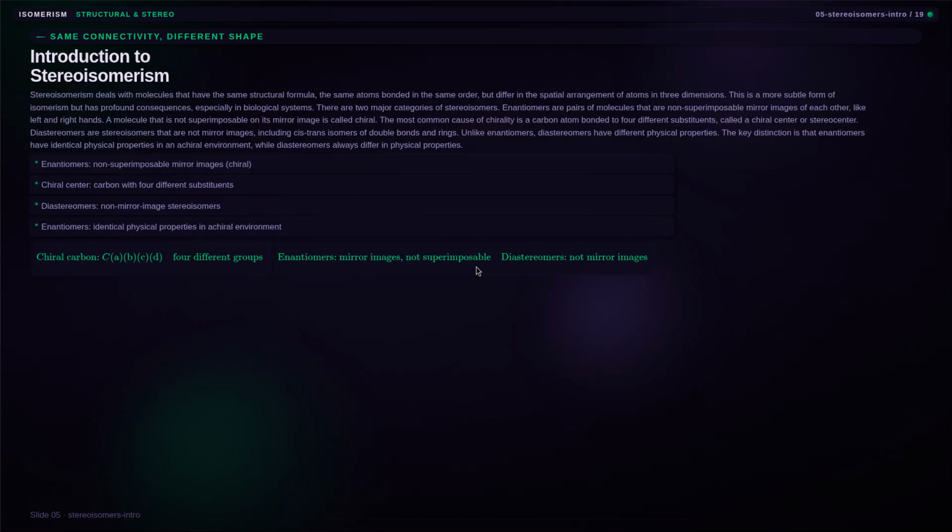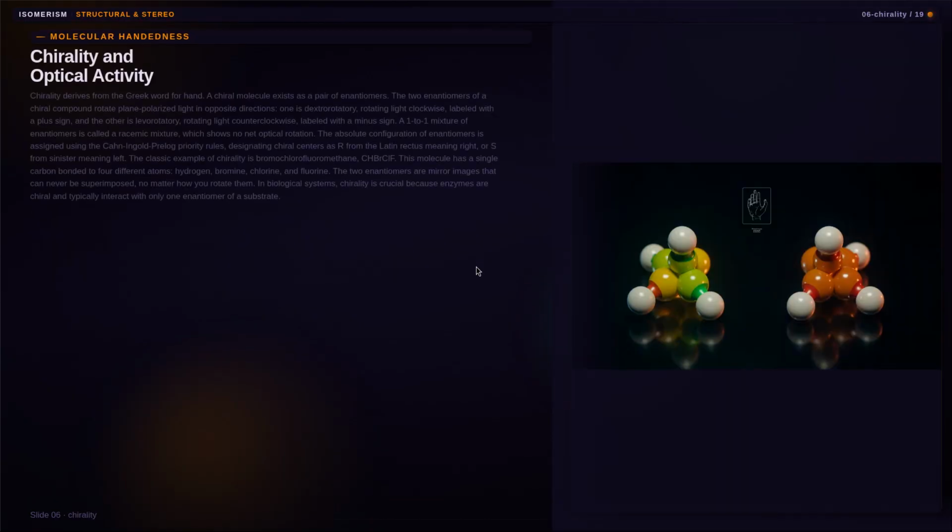A molecule that is not superimposable on its mirror image is called chiral. The most common cause of chirality is a carbon atom bonded to 4 different substituents, called a chiral center or stereocenter. Diastereomers are stereoisomers that are not mirror images, including cis-trans isomers of double bonds and rings. Unlike enantiomers, diastereomers have different physical properties. The key distinction is that enantiomers have identical physical properties in an achiral environment, while diastereomers always differ in physical properties.